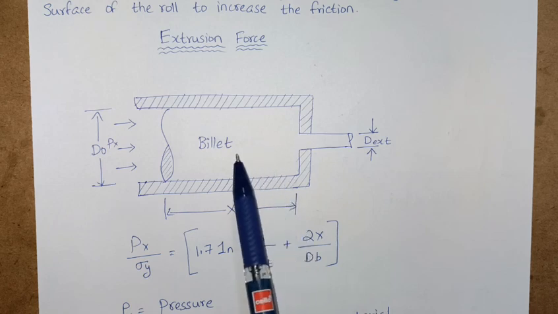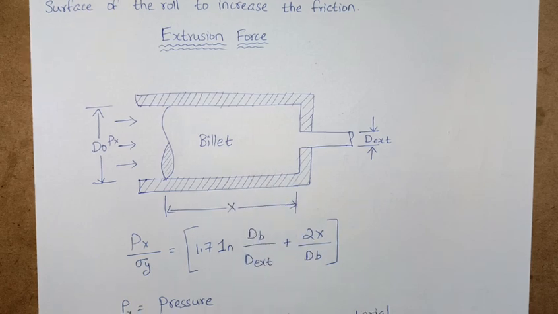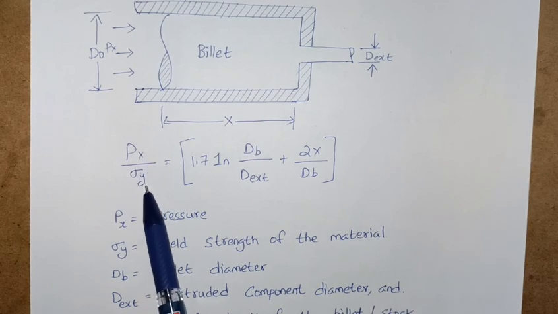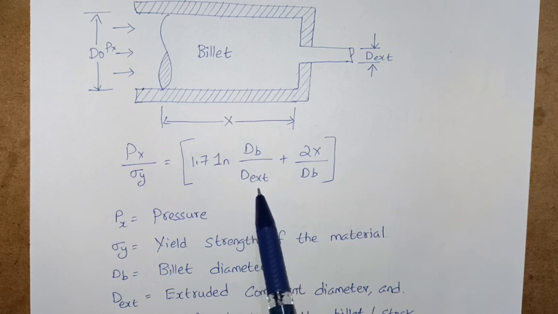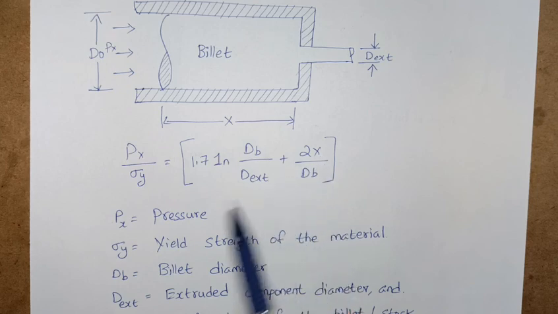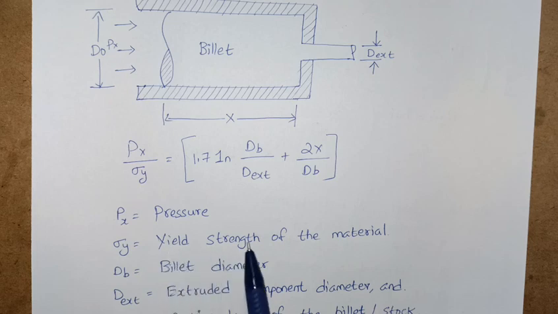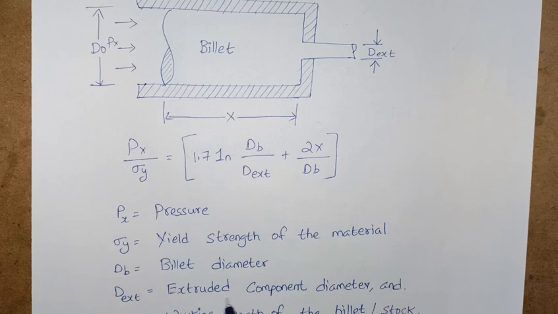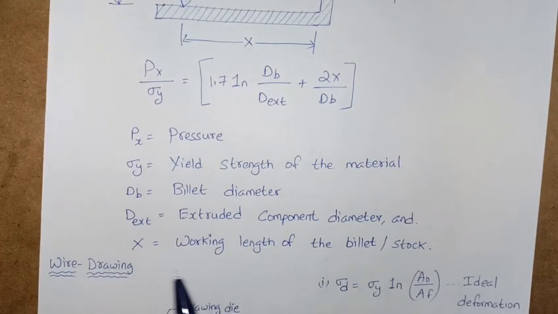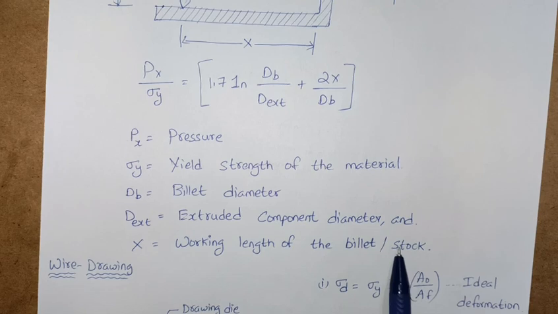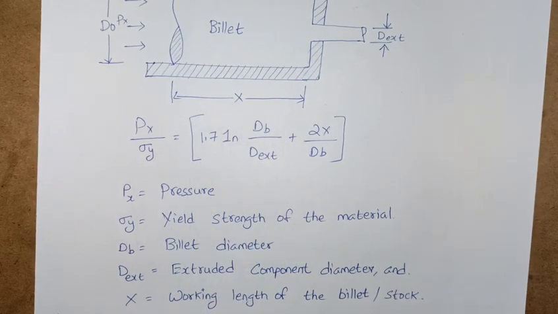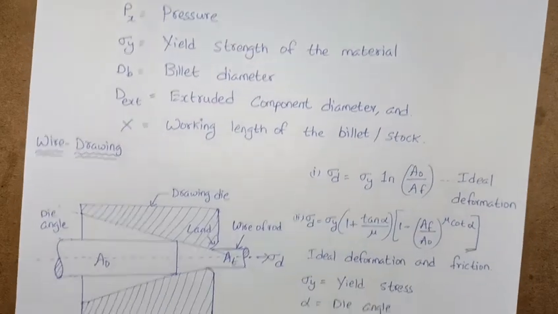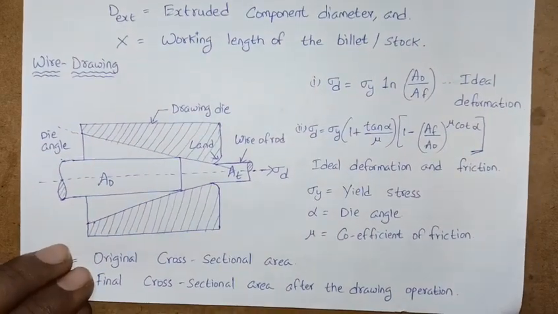Now we'll see the things closely related to this extrusion force. See, Px by sigma y is equal to 1.719 times (dB by dx) plus 2x by dB, where Px is the pressure, sigma y is the yield strength of the material, dB is the billet diameter, dx is the extruded component diameter, and x is the working length of the billet. Here you can see this is the working length of the billet or the stock. So this is about extrusion, and we'll move towards wire drawing.